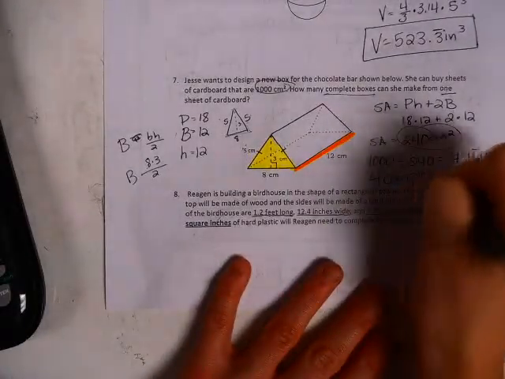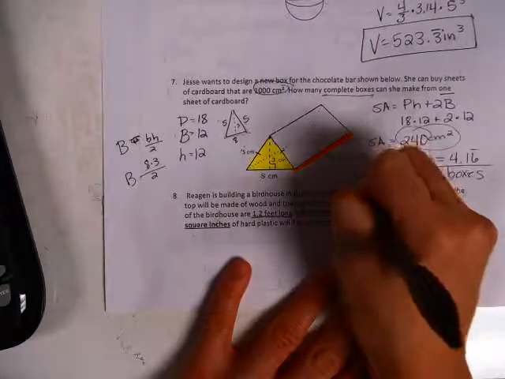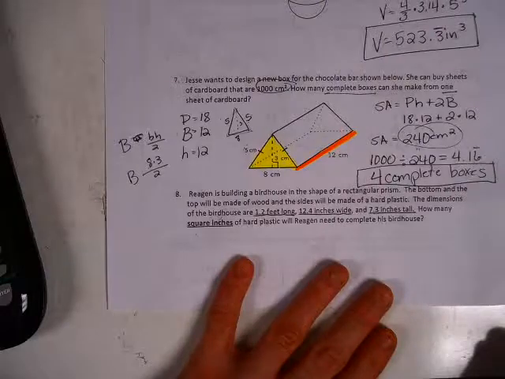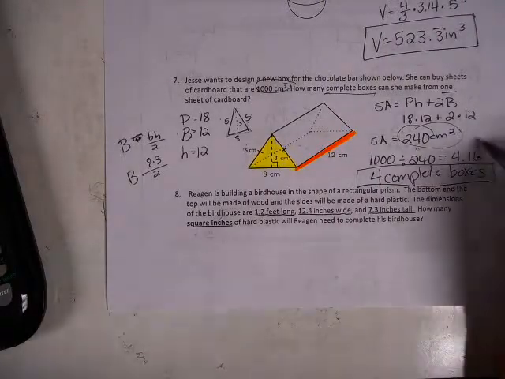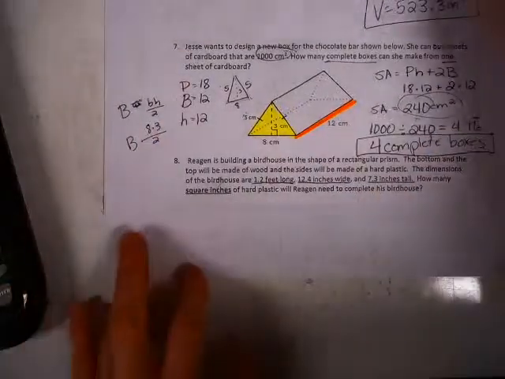So it's 4 complete boxes. That is your actual answer. Now, you would have a little extra left over. Keep that in mind. But you have to round down.